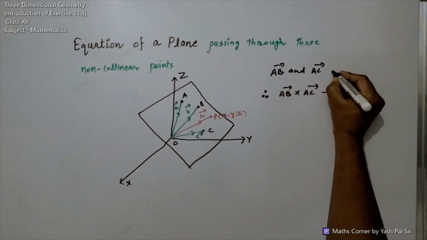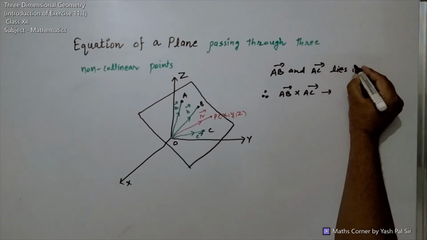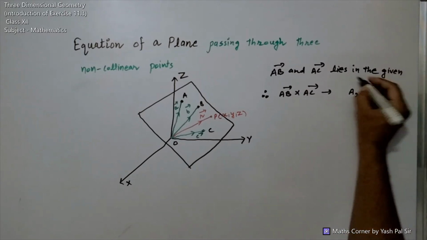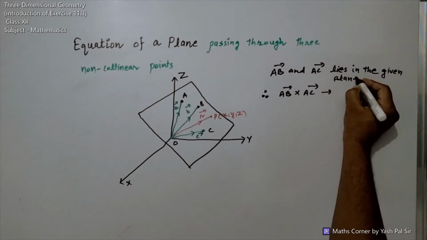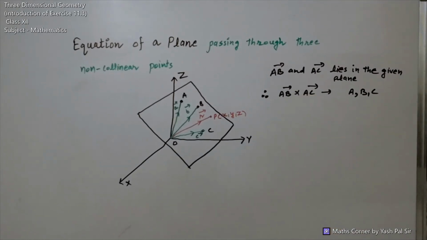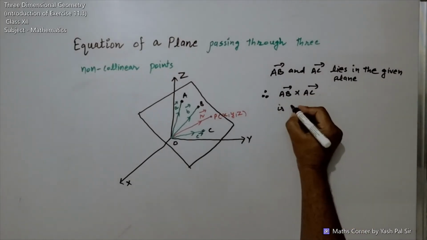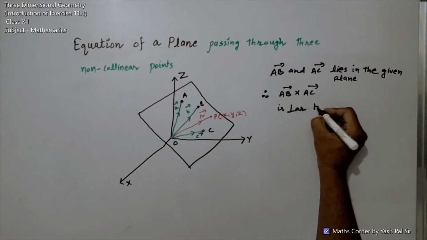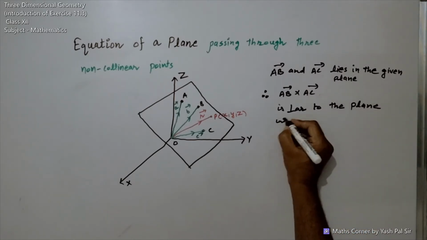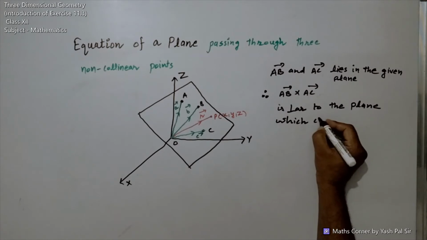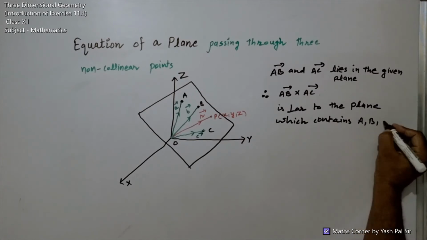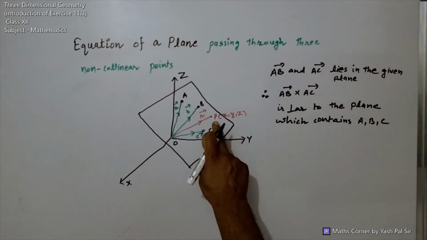Again I am repeating, vector AB and vector AC lie in the given plane, right? Therefore vector AB cross vector AC is perpendicular to the plane which contains the points A, B, C.